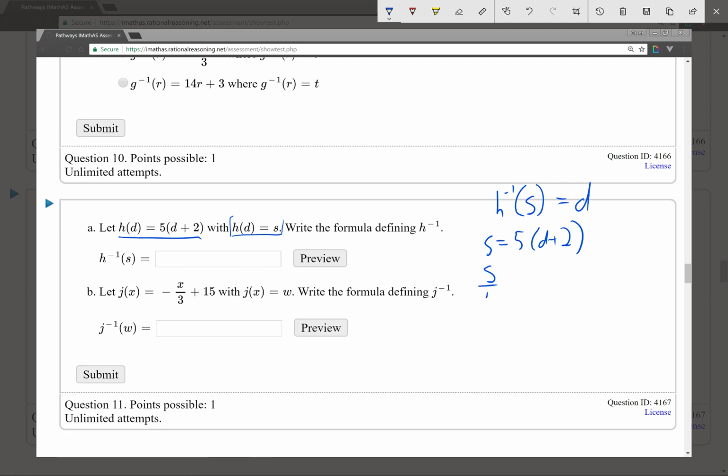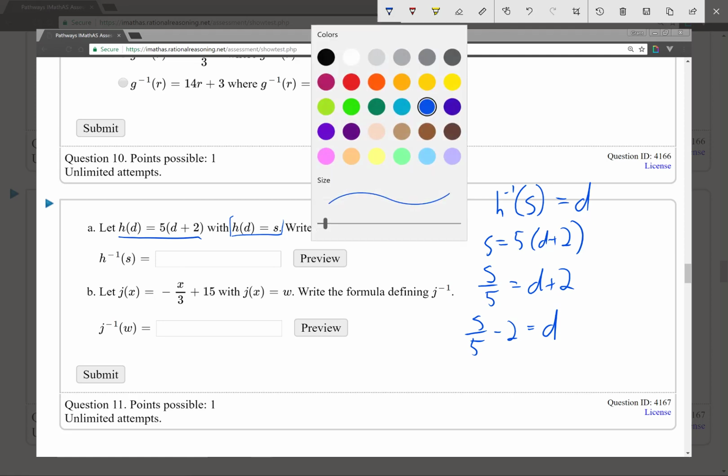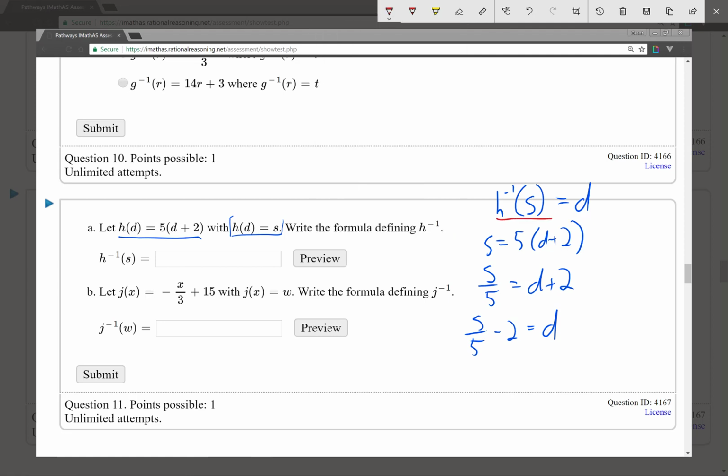First, we'll divide by 5, and then we'll subtract 2. So s divided by 5 minus 2 is equal to d. So if we go back and look at our formula for our inverse, we know that h inverse of s is equal to d. We know that d is equal to s divided by 5 minus 2. So in this case, s divided by 5 minus 2 is our rule for h inverse.